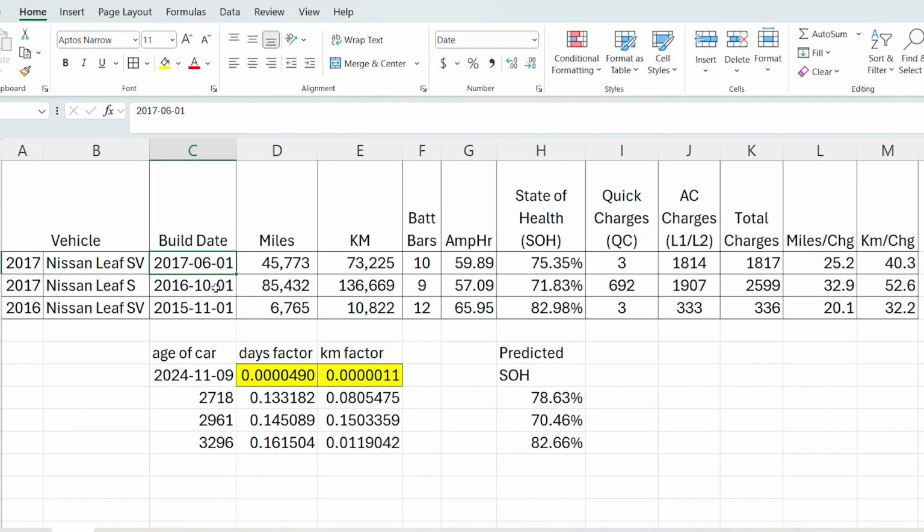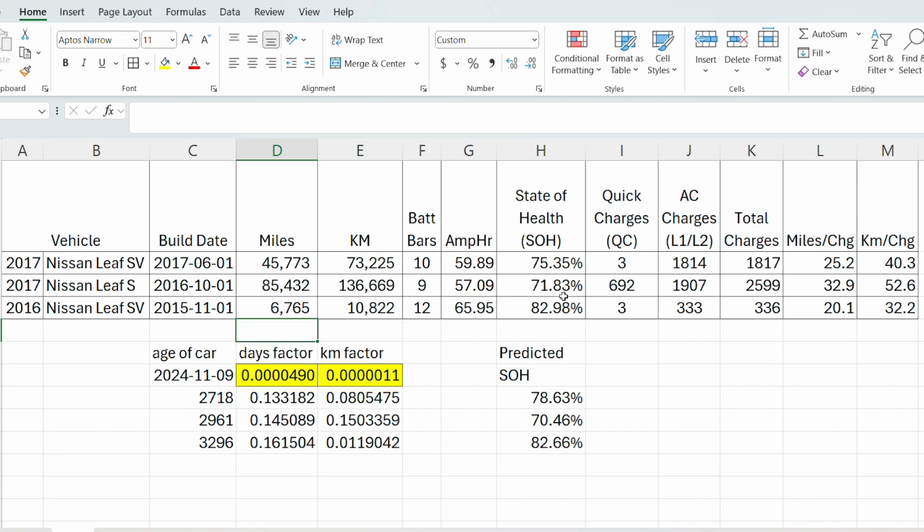And then on the next one, the higher mileage vehicle, the red one, it was built in October 2016. And then the last one with the low mileage was built in November of 2015. So then what I did is I took today's date and subtracted the build date. And this is the number of days old each car is. So we know how many days old it is. So that'll be helping us with our first factor here, the days factor.